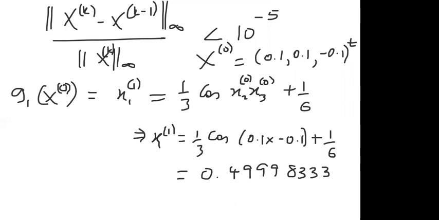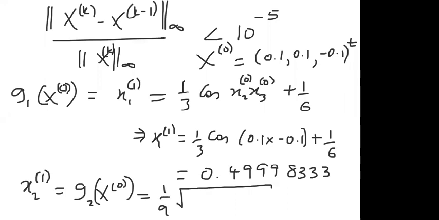And then we'll do the same thing to get x2 1. So x2 1 will be equal to G2 of x0. And this will be equal to G2 is given by 1 over 9, then square root of x1 squared. So I'll say 0.1 squared, then plus sine x3, which is negative 0.1, okay, then plus 1.06.